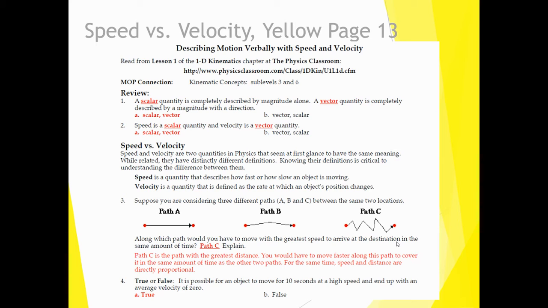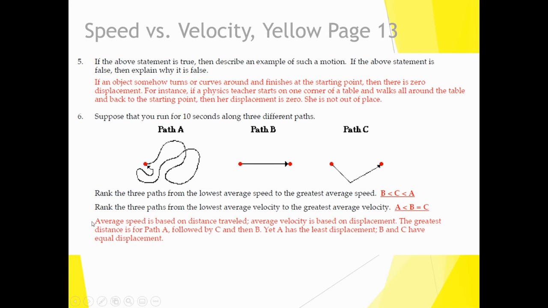Number four, true or false. It is possible for an object to move for 10 seconds at a high speed and end up with an average velocity of 0. And that's true because you could move really, really fast for 10 seconds, but then end up where you started. Number five, if the above statement is true, then describe an example of such a motion. If the above statement is false, then explain why it is false. So again, if the object turns or curves around and finishes at its starting point, then there is 0 displacement.